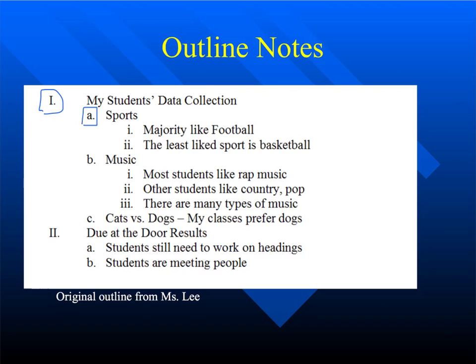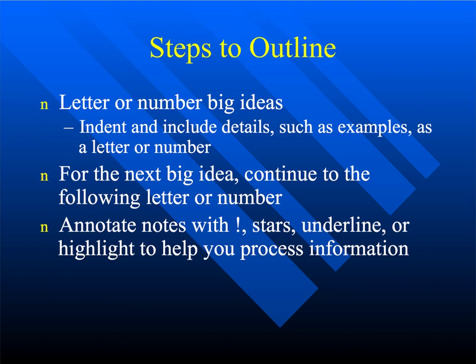From student data, we found out in some of my classes that a majority of students like football, and the least likely sport is basketball. Notice that these ones are details, and over here we have big ideas. So you go from big to small in outline. To summarize, how do you do an outline? You use letters for big ideas, and you continue on with the numbering.